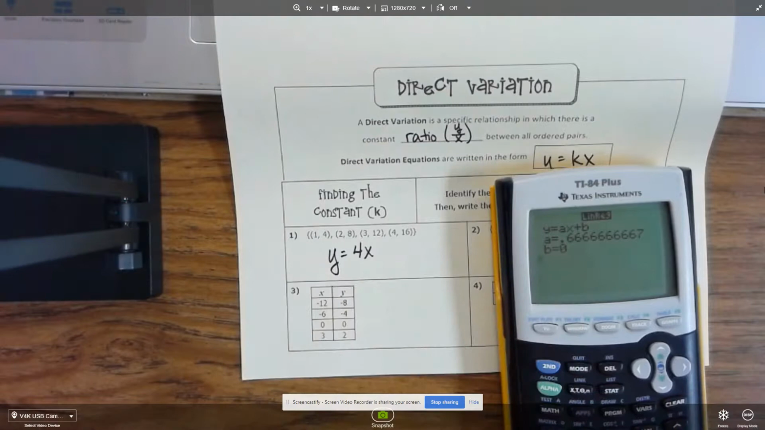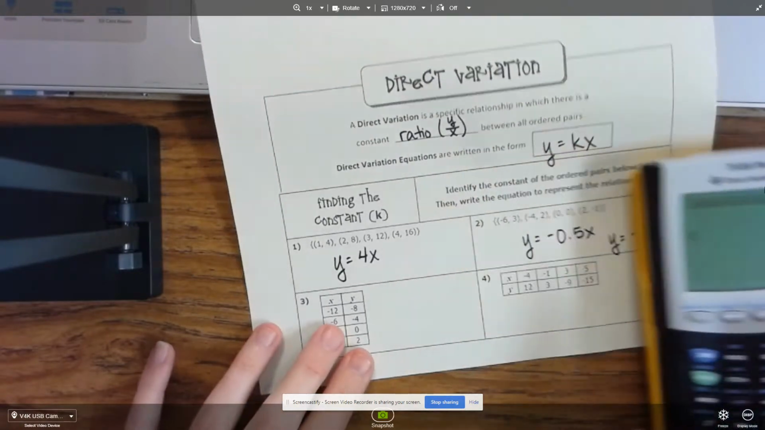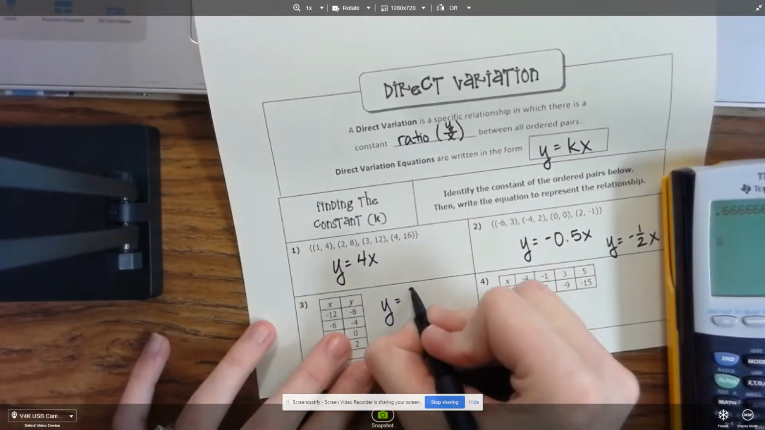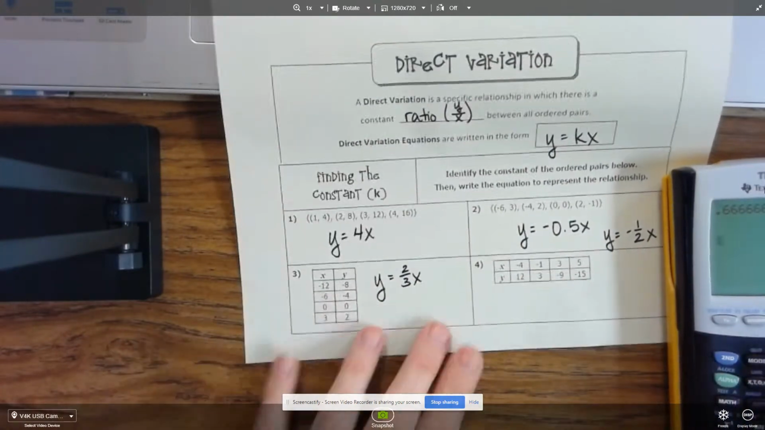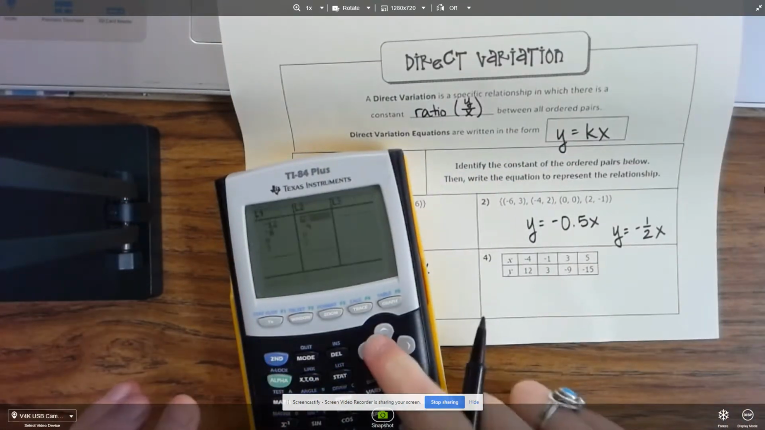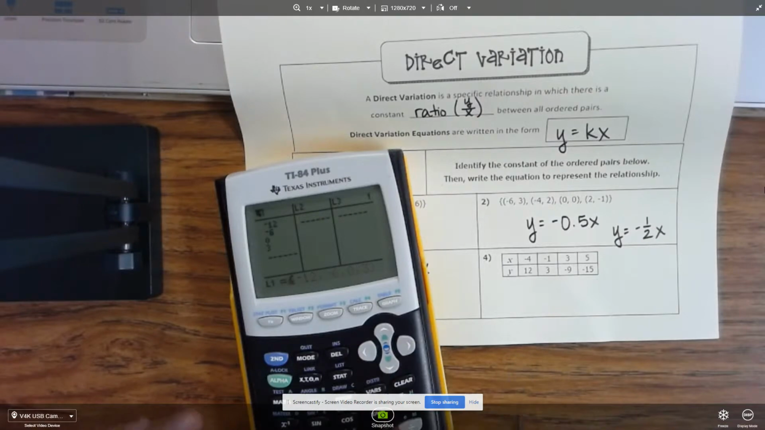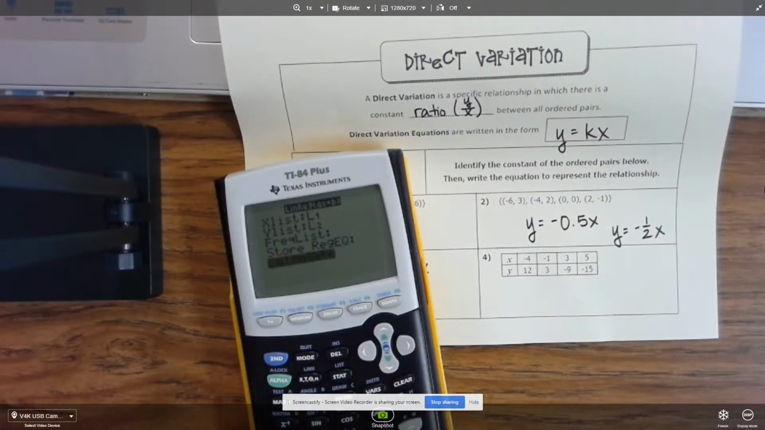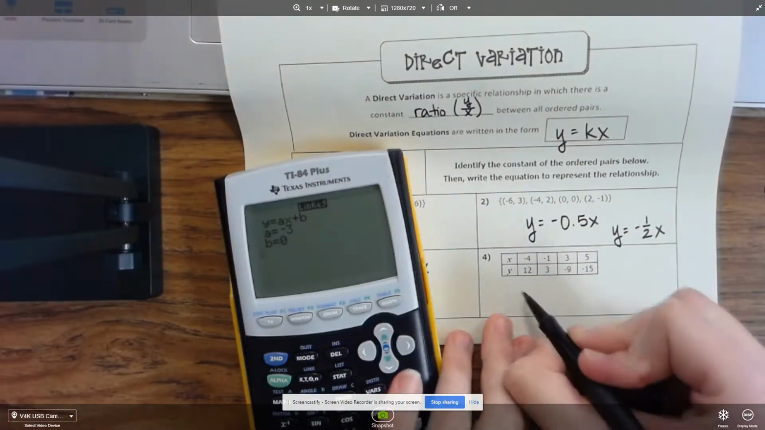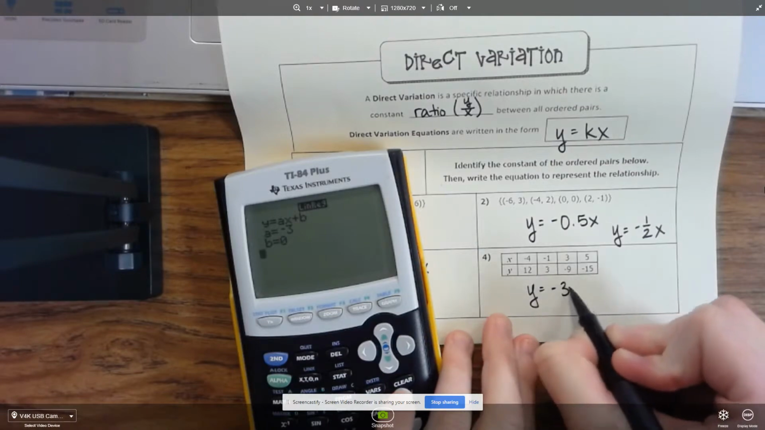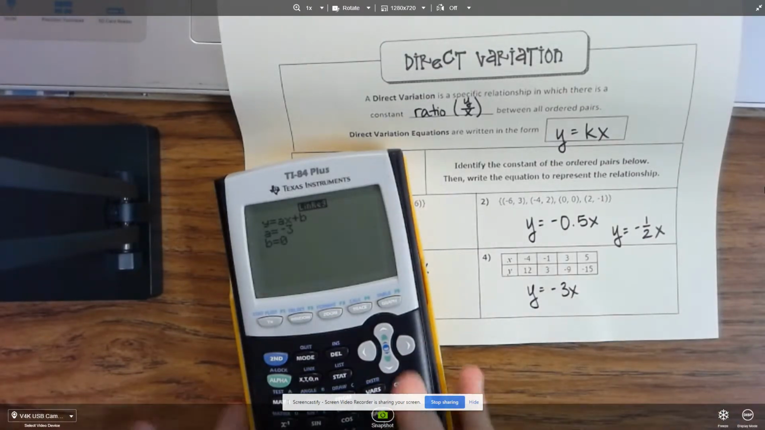So for this table, I get a repeating decimal. So again, with repeating decimals, I can turn those into fractions, and they're just a little bit easier to work with. So this one would be 2/3 x. All right, and the last one on the front here, I get a negative 3, so it would be y equals negative 3x. So you don't have to add the 0 onto the end.